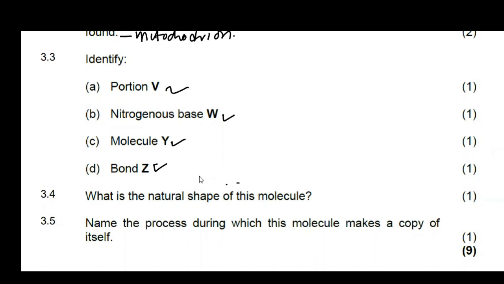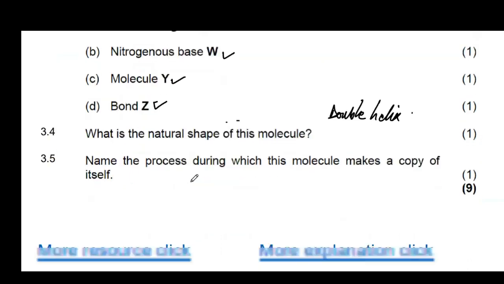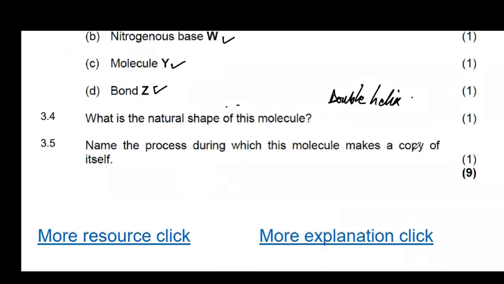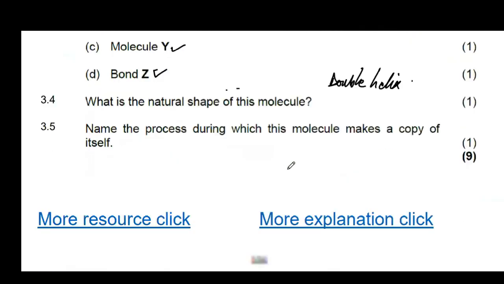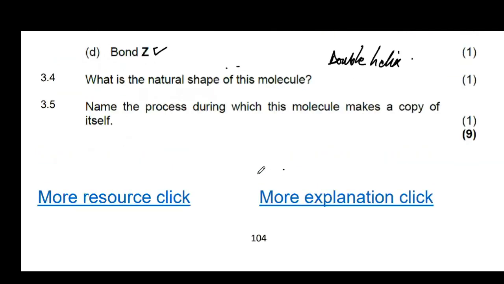What is the natural shape? When they say natural shape, many students say helical, double helical. No, the only answer we accept in the exam is double helix. Nothing else. If you write something different from that, we won't give you a tick. Name the process during which this molecule makes an exact copy of itself. How does DNA make an exact copy of itself? How does it replicate? So the answer is DNA replication. So that is the process by which DNA makes an exact copy of itself.